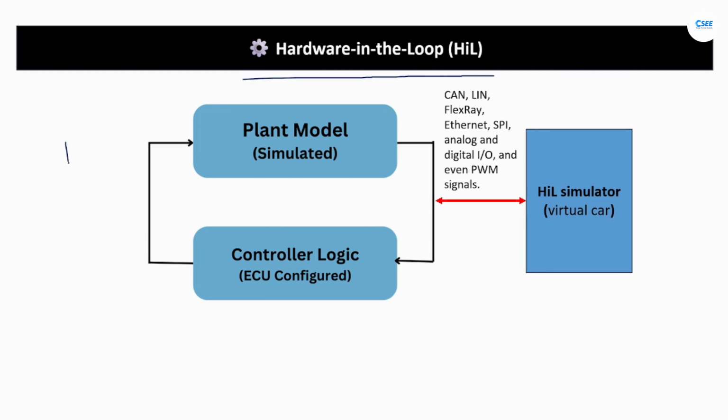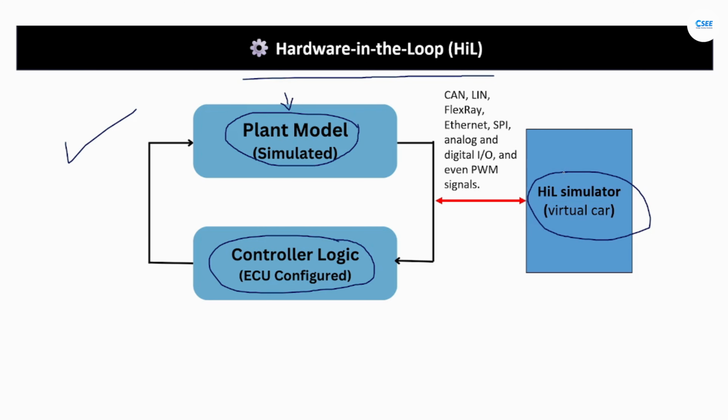In a typical HiL setup, the ECU, the real hardware controller, runs the embedded software just like it would in the vehicle. The plant model, which simulates the vehicle's dynamics, environment, and components, runs in real time on a dedicated simulation computer. The HiL simulator acts as a virtual car. It sends simulated sensor data like wheel speed, temperature, throttle position, or battery voltage to the ECU and receives actuator signals like injector commands, PWM duty cycles, or relay triggers back from it.